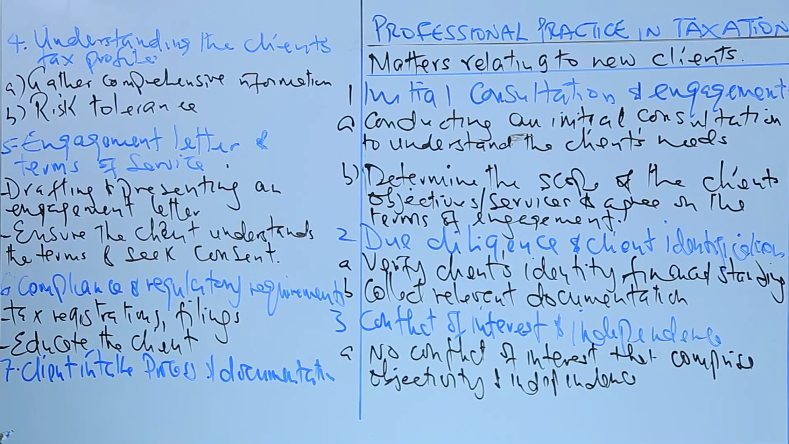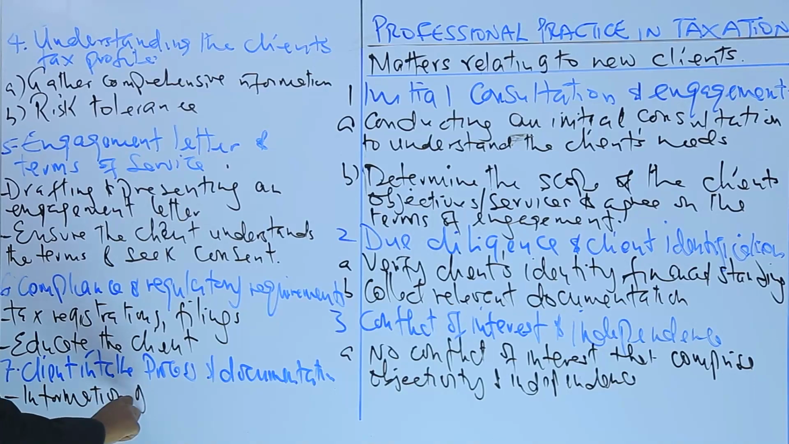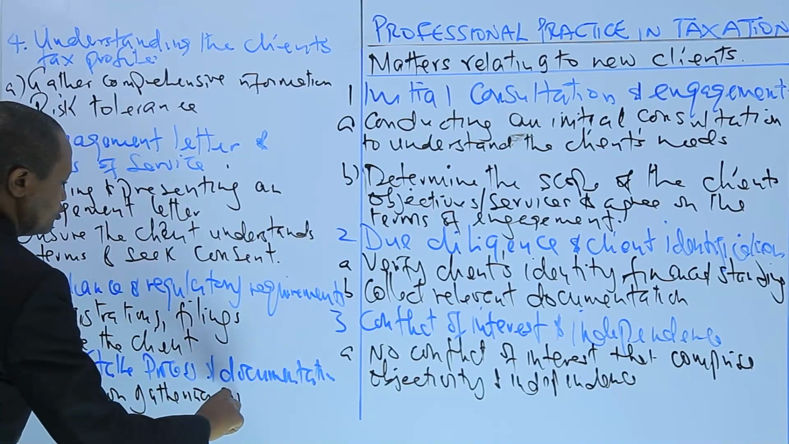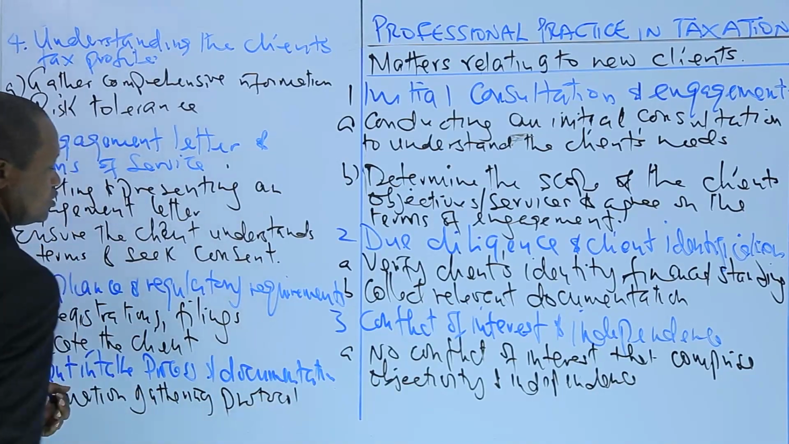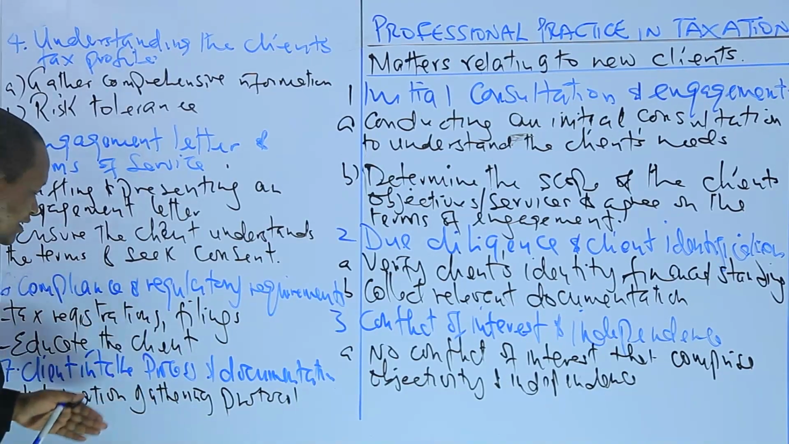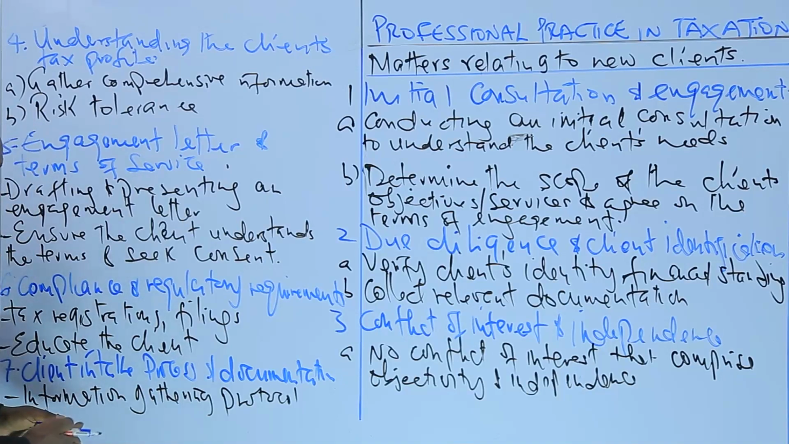So we have information gathering protocol. What are the guidelines, standards or procedures through which the tax professional would be gathering information regarding tax matters from the client?